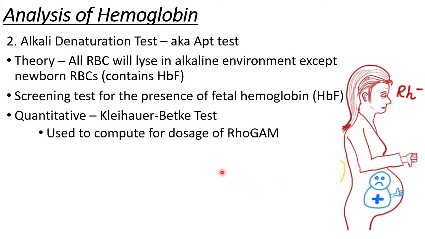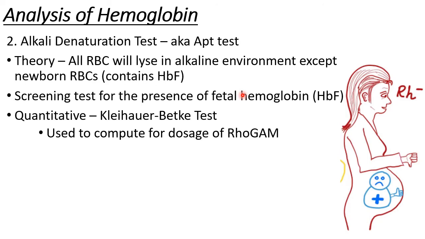The next test is actually not solely for the hemoglobin level, no? This is called your alkali denaturation test or APT test, no? The theory behind this test is that all RBC will lyse in alkaline environment, no? Pero may exception. Yung mga newborn RBC can resist the alkaline fluids, no? It can survive. So, para saan tong test ngayon ito, no? It serves as a screening test, no, for the presence of your hemoglobin F.